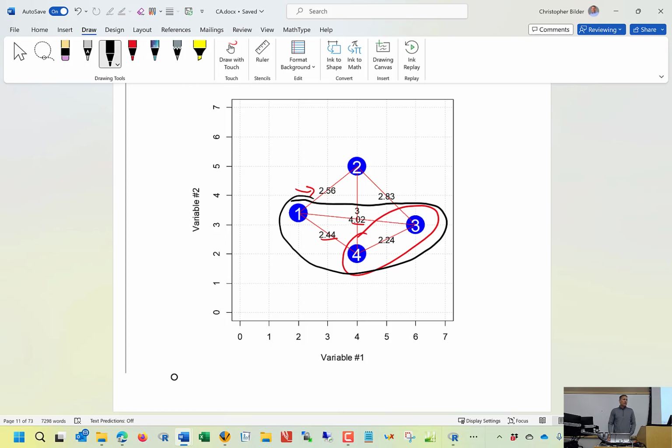Now the next step, I need to decide what I am going to merge next. It's going to have to be 2 with 1, 3, and 4, but let's think about the distances. What would be the distance between the cluster that has 2 and the cluster that has 1, 3, and 4 in it? It's 2.56, because that's the minimum distance. 1 is the nearest neighbor to the cluster that has just 2 in it. So that's how it works.